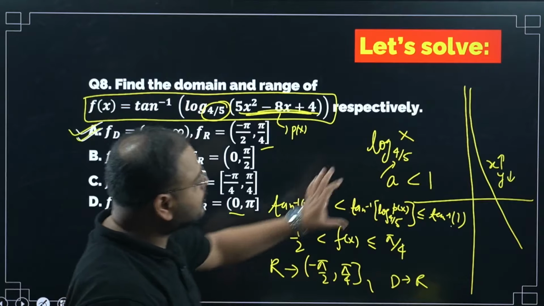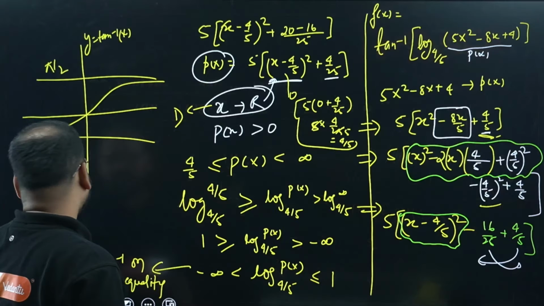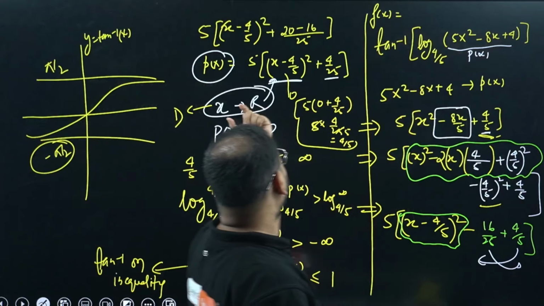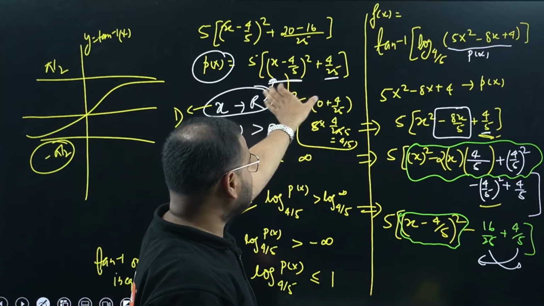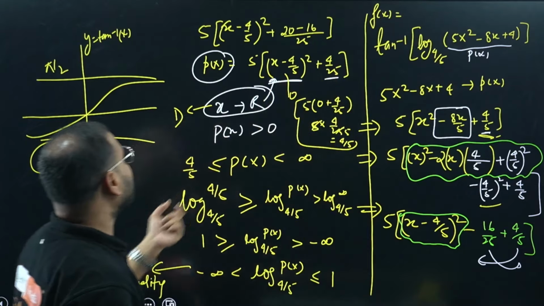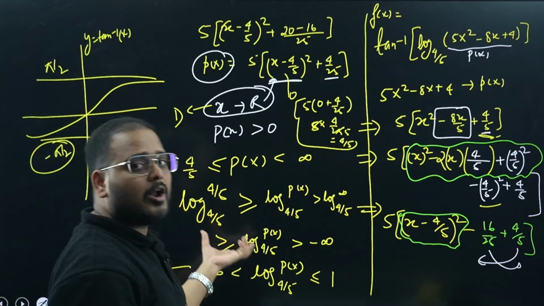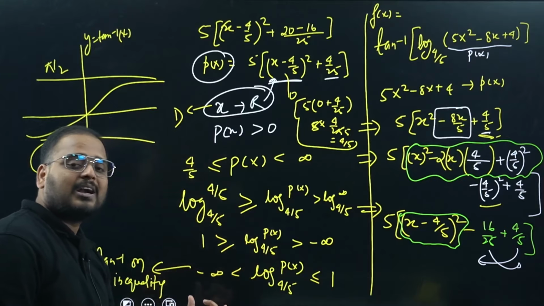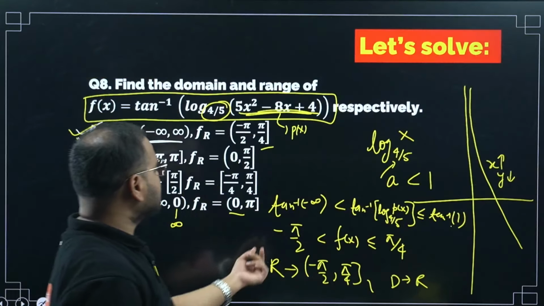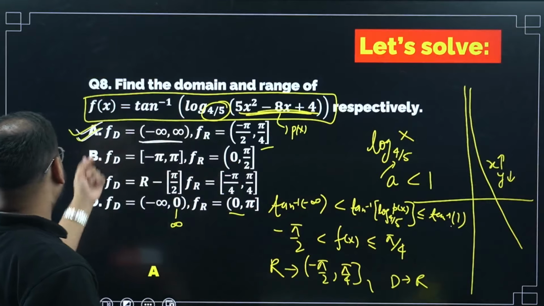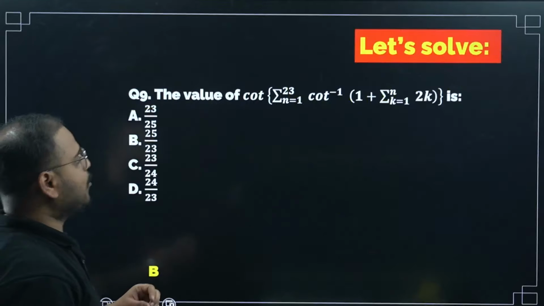What we did first, we took the question. In this question we knew the graph. From this we got the domain of the log part, which came as all real. That was my first part. Then we found the minimum value of the function we assumed to be px. The minimum value came as 4 by 5, and the highest was infinity. I applied log on it and got a result in inequality. Applied tan inverse again and got another inequality. My final answer came as minus pi by 2 to pi by 4. The answer is A. I know it's lengthier, but I hope you understood it.